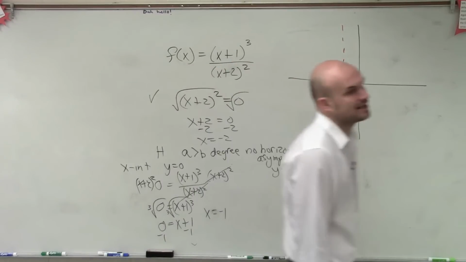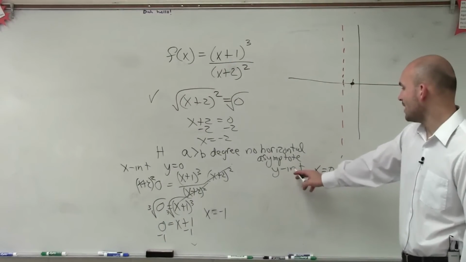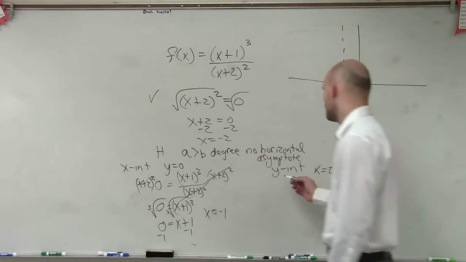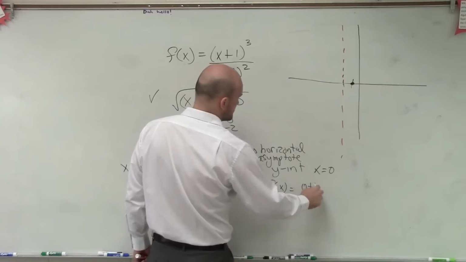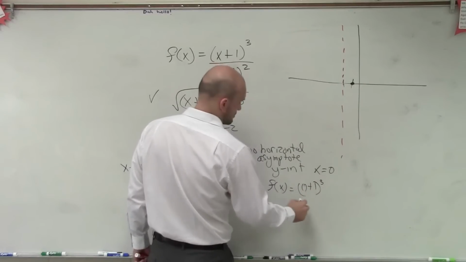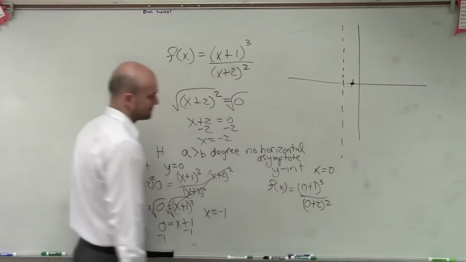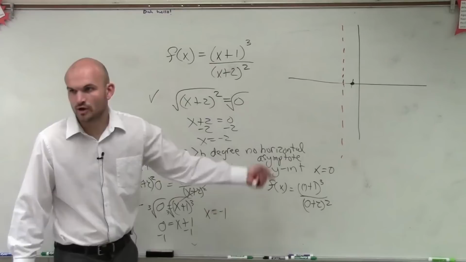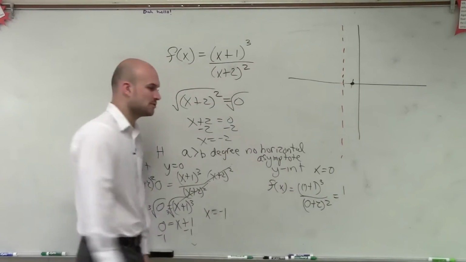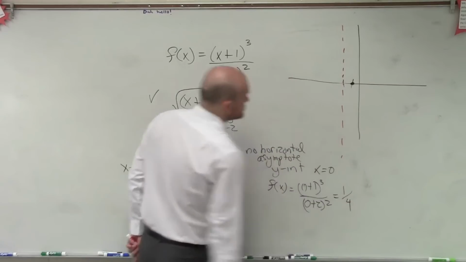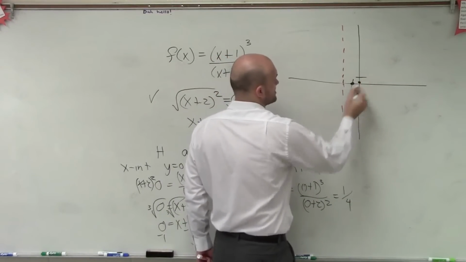Now to find the y-intercept, I just plug 0 in for x. So f of x equals 0 plus 1 cubed over 0 plus 2 squared. Well, 0 plus 1 is 1, 1 cubed is 1. 0 plus 2 is 2, 2 squared is 4. So therefore, my y-intercept is at 1/4, which would be somewhere right there.